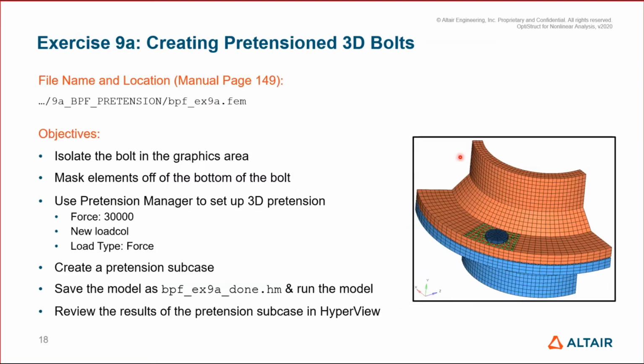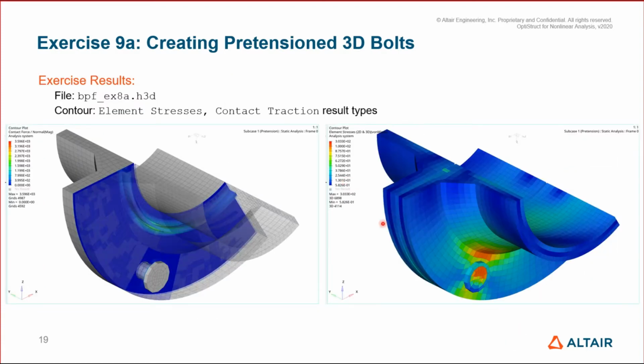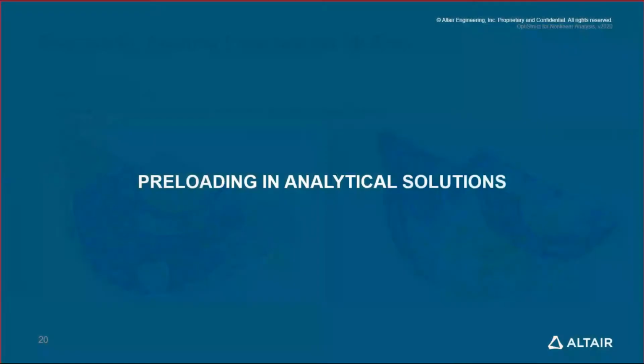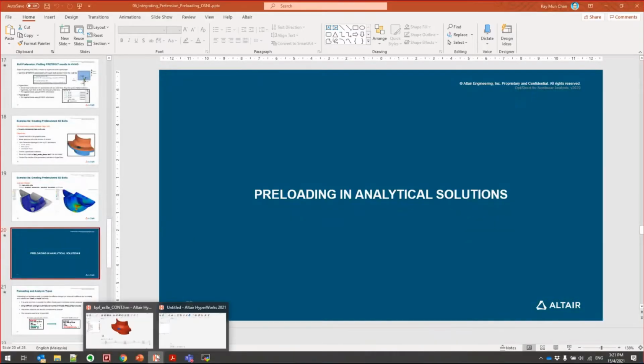Okay. So let's go to the demo now. I'm going to show you how to create that pretensioning for this one. Now, this is the pretensioning force that we're going to apply. It's about 30 kilonewton applied to the surface there, right? So let's go into that. In the end, we'll get to see something like this. Right, so let's pause the slides and go to the model.